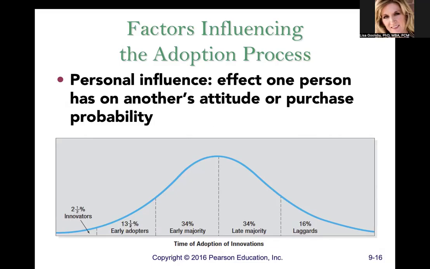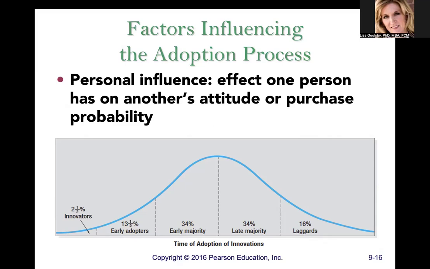When you look at this graphic, think about something technologically advanced like the iPhone. You have those innovators who are going to be standing in line, or they've already pre-ordered the next generation of an iPhone. That innovator is 2.5%.